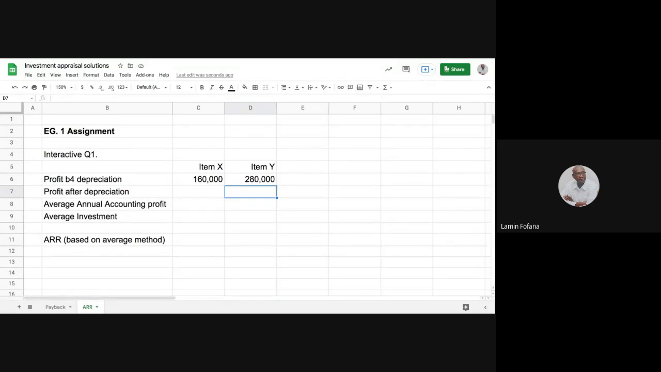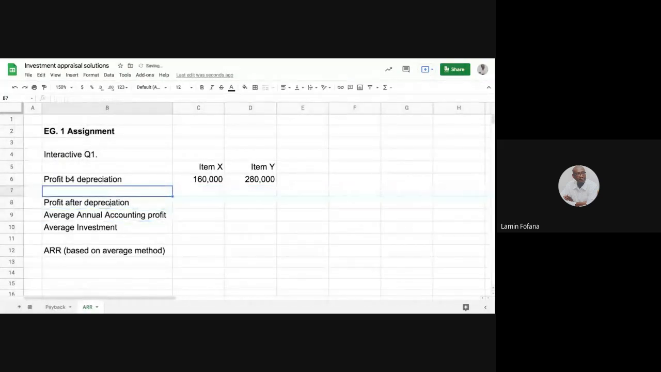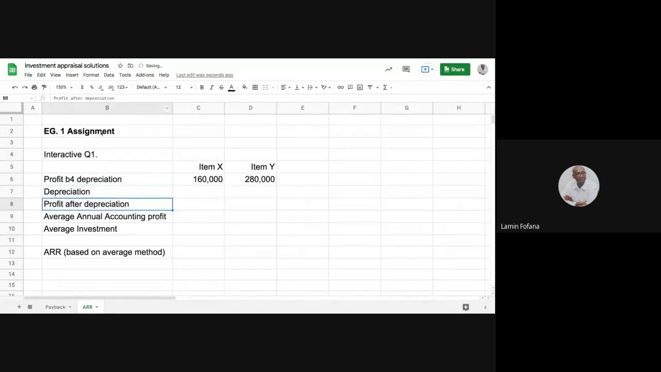Now, we have to calculate our profit after depreciation. Okay, but before we calculate our profit after depreciation, let's first add a column and put that as the depreciation. So we're going to use, not a column, sorry, a row to calculate our depreciation. And mind you, this will be our total depreciation for 5 years. So what's our total depreciation for the 5 years for X?